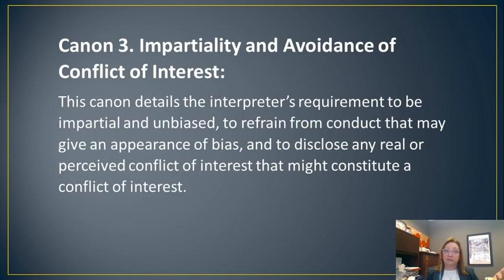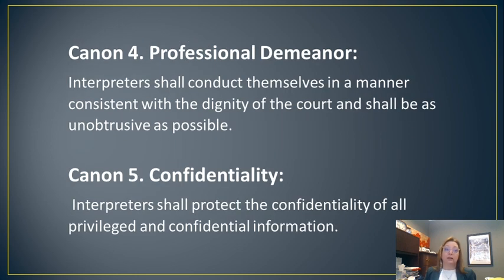That you have credentials if you do not. For example, you can't say that you're a certified interpreter when you are not yet. That is a violation of the code of ethics, an ethical violation. Canon 3, impartiality and avoidance of conflict of interest. Again, what I said before, we interpret for the court, for the system, for the record, not for one party or the other. We have to make sure our mouth is closed, and that we simply repeat and interpret, and we don't give advice or anything like that.